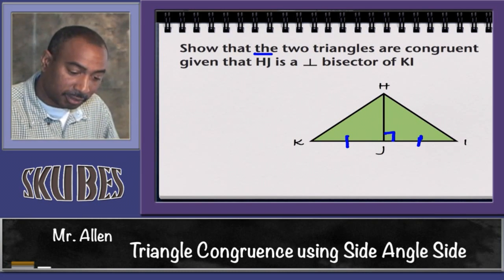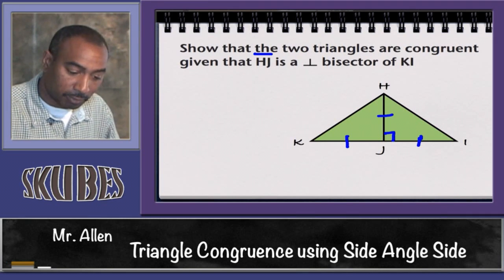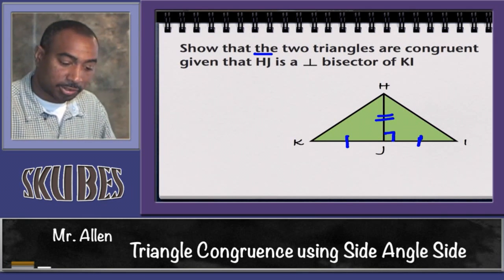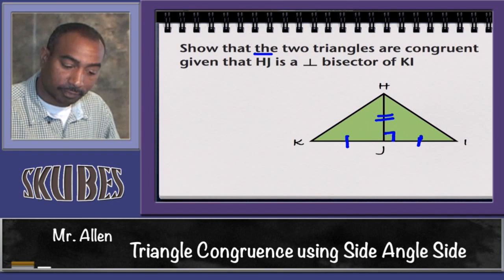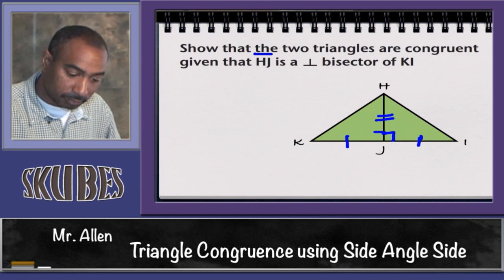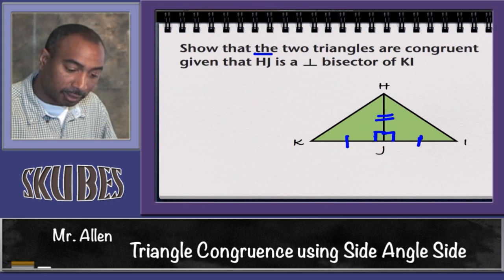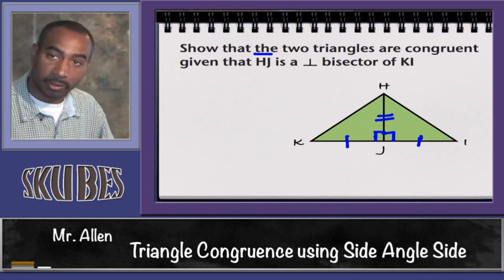Again, HJ is the same segment in both triangles. Therefore, HJ equals itself. If this is 90 degrees, this has to be 90. Therefore, we establish side, angle, side. Side, angle, side. So the two triangles are congruent.